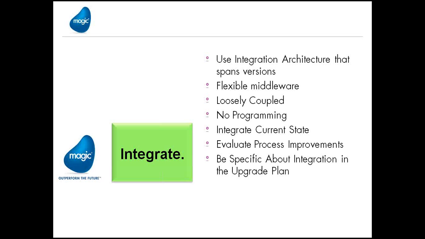Now let's talk about integration. The next phase of the upgrade portion of an integration project is going to be the integration itself. You need to use integration architecture that will span versions of J.D. Edwards, and this is something that cannot be provided by those versions themselves. So you need a flexible middleware approach that uses loosely coupled service-oriented architecture where there's no programming involved. You don't have to do Java programming or anything like that. We don't even deliver Java tools to our customers because they don't need them.